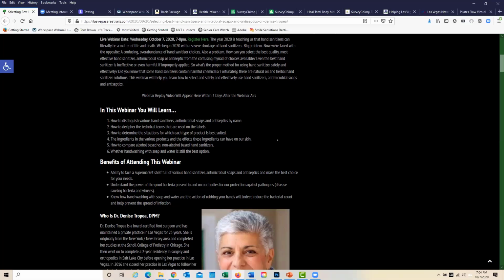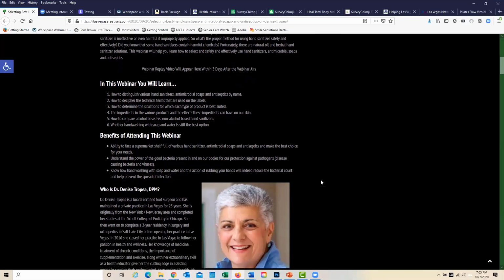The ingredients in the various products and the effects these ingredients have on our skin. And perhaps some are not healthy. Some are more healthy than others. Denise will help us to sort that out. How to compare alcohol-based versus non-alcohol-based hand sanitizers, and whether washing with soap and water is still the best option. That's going to be interesting. I'll have some questions on that area.